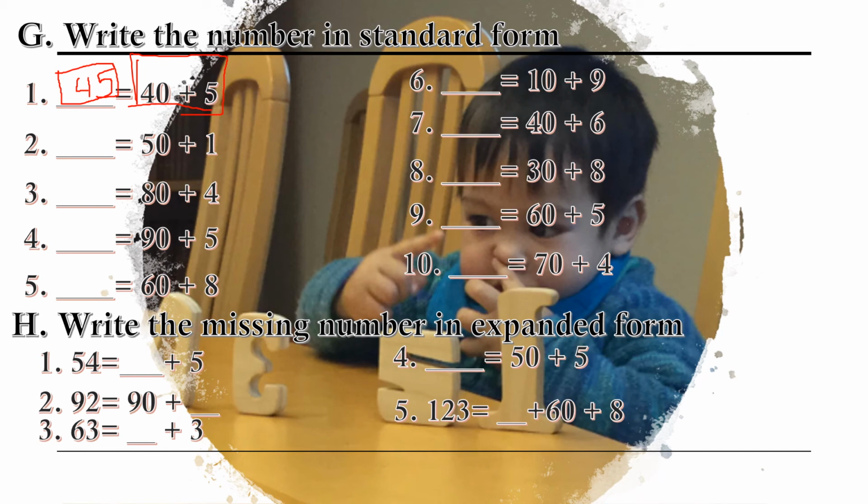Next, we have letter H. Write the missing number in expanded form. This one is expanded form, but some numbers are missing. What missing number here? Can you write this blank for me? Can you do this for me, children? These exercises? I presume that everybody was finished.